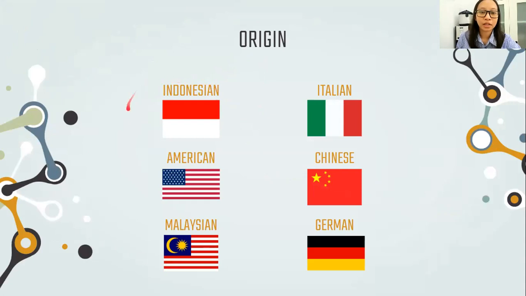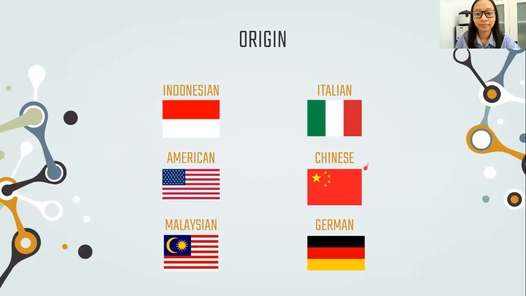Then the adjective will be Indonesian. The country is Indonesia, but the adjective is Indonesian. Indonesian language, Indonesian people, Indonesian food, gitu kan? But the country is Indonesia. The adjective is Indonesian. American food, American people. The country is America. The country is Malaysia, and the adjective is Malaysian.